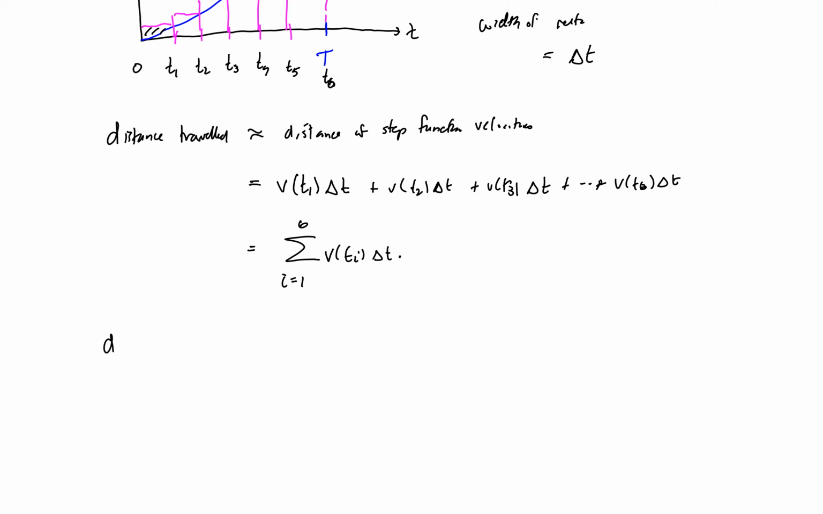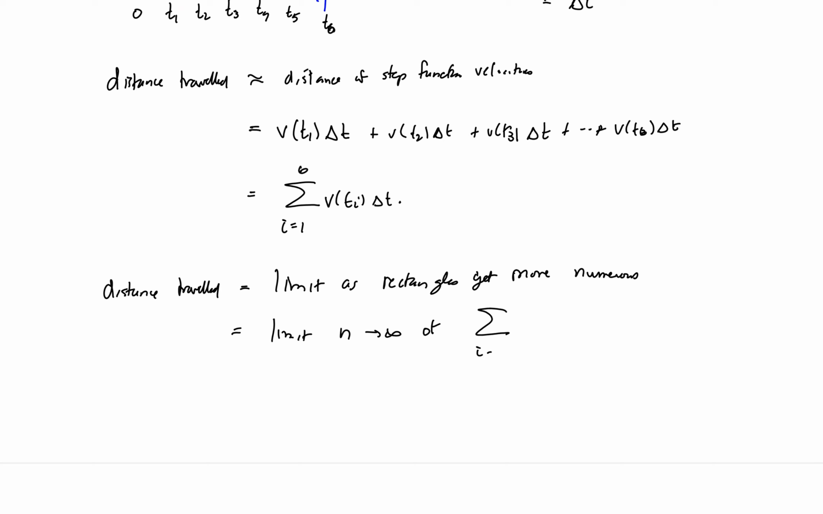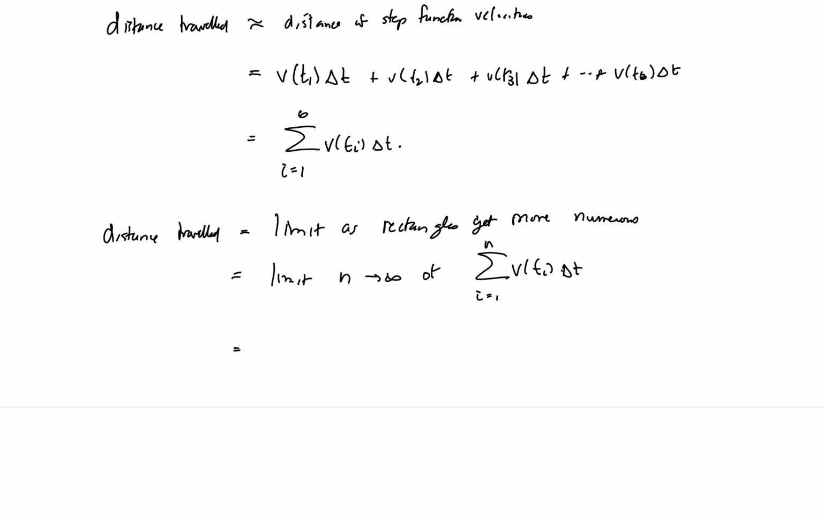So we also saw that the distance traveled, well, this would be the limit as the rectangles get more numerous, which would be the limit as n goes to infinity of, say we make this sum again, but now we go out to n. And this exactly turned out to be, when we filled this in, the area under the curve y equals v of t. So we saw all of that except for the limit part in the flipped class video.